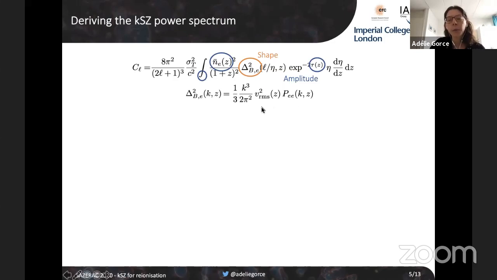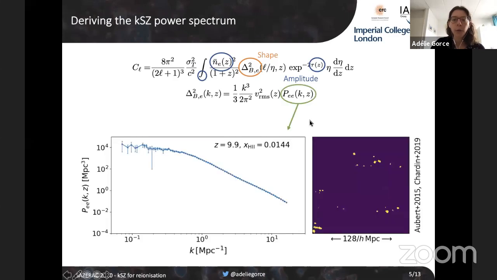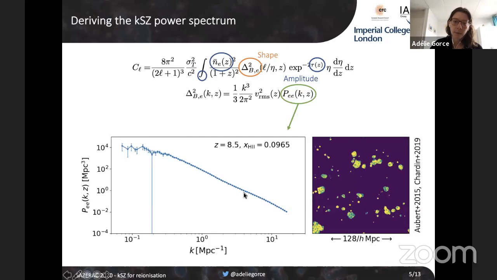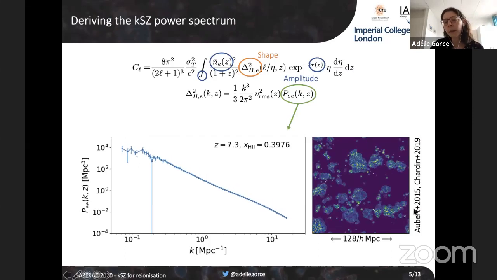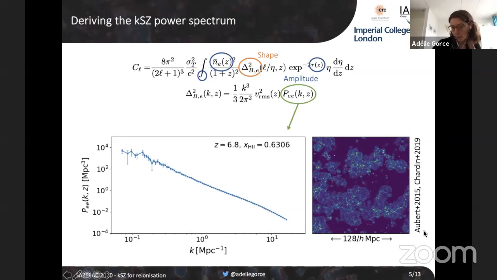So it's a bit of a complicated parameter, but you can directly express it in terms of this power spectrum here, which is the power spectrum of free electron density fluctuations. So we focused on this term, and we've looked at its evolution with time in simulations. These simulations are the EMMA simulation run by Dominique Aubert in Strasbourg. So the highly resolved radiative hydrodynamics.